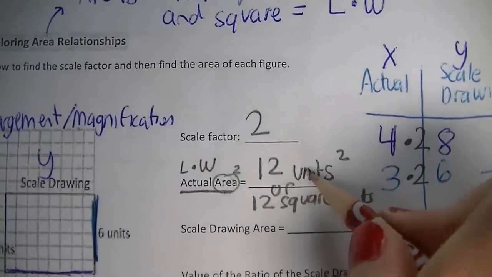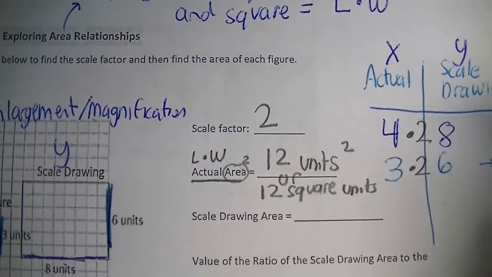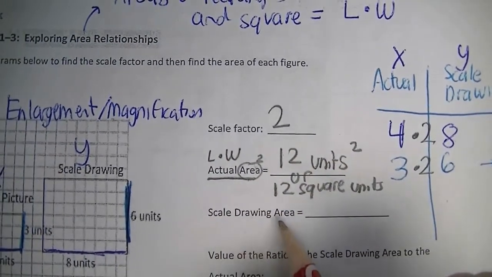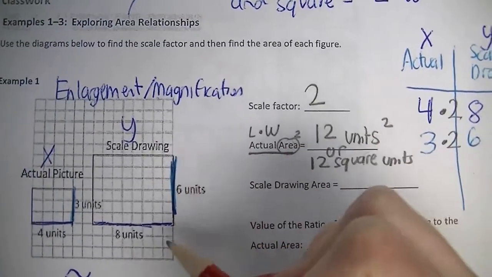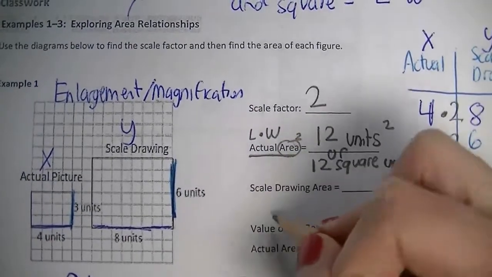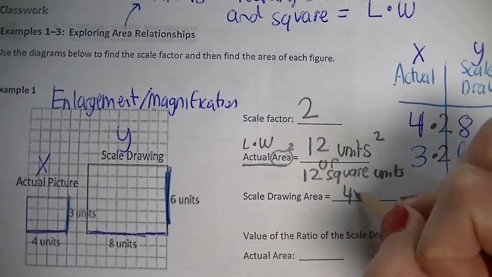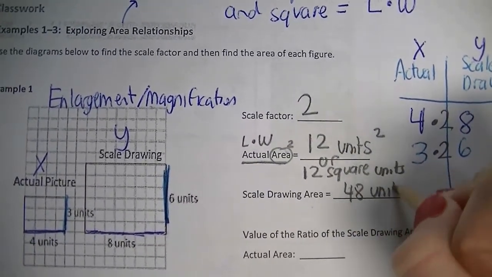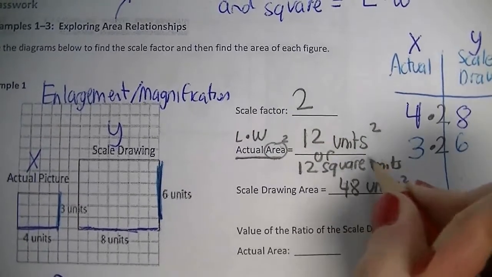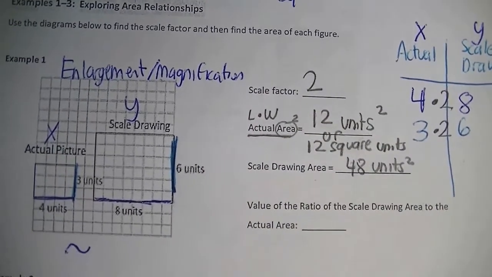Okay? Or you could have written out the word squared. That's all acceptable. Okay, now the scale drawing's area. So again, it's length times width. So we're just going to go 8 times 6, and that's 48. Okay, and again, you could write it this way if you want, 48 square units.